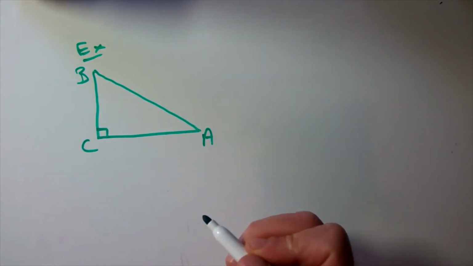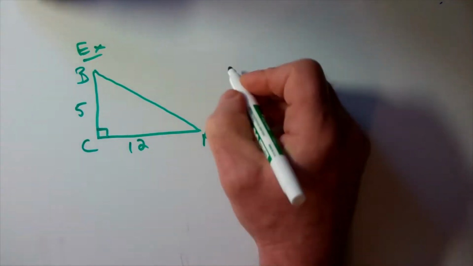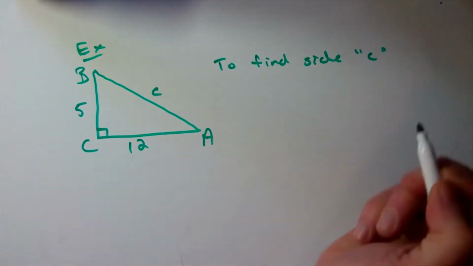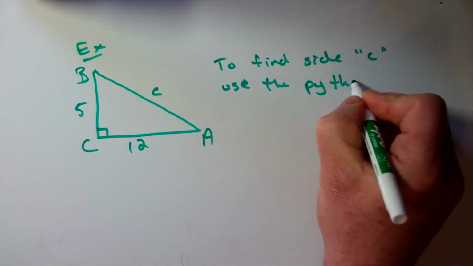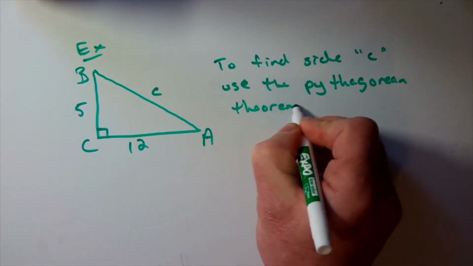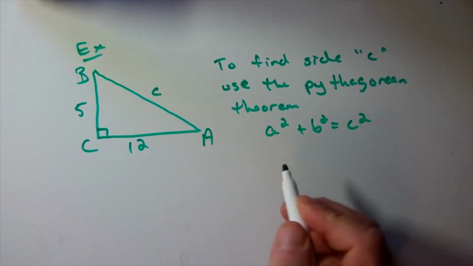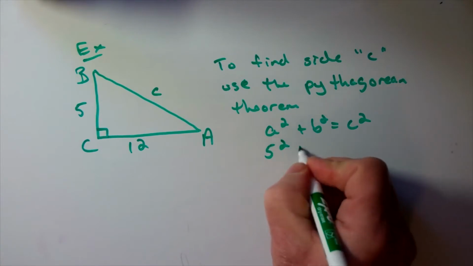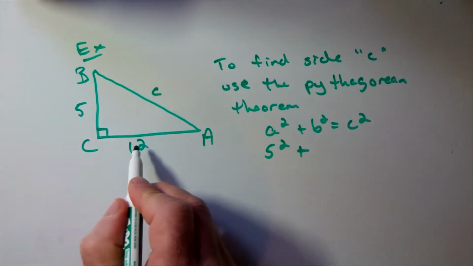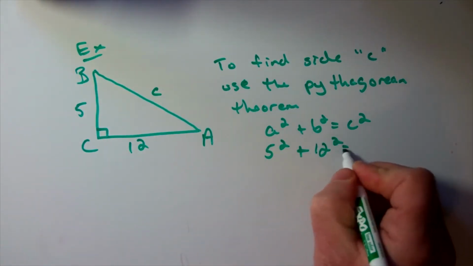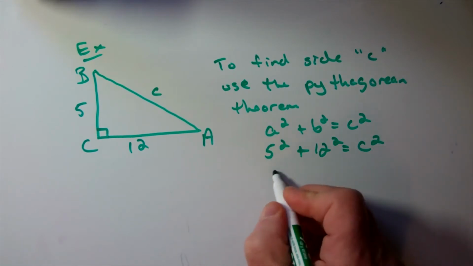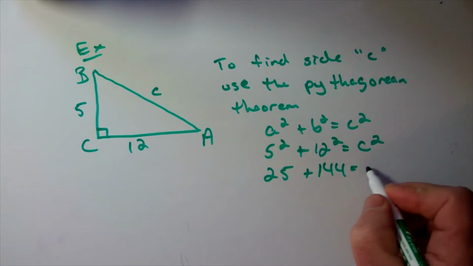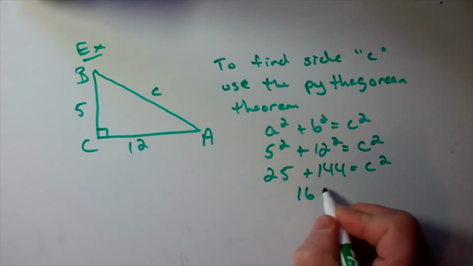Here's a right triangle. It's labeled A, B, and C. The two legs are 5 and 12. Now, to find side C, which is the hypotenuse, use the Pythagorean theorem. And you remember it's a squared plus b squared equals c squared. Now, a is 5, b is 12, so it's 5 squared plus 12 squared equals c squared.